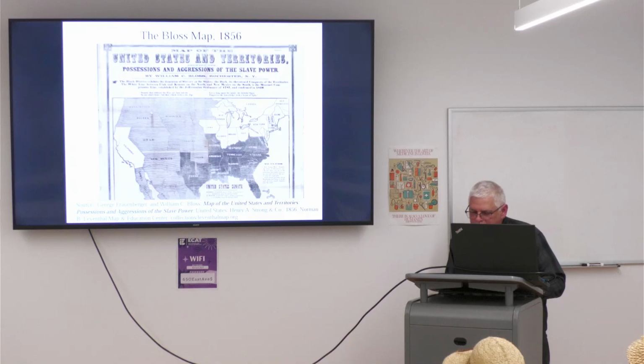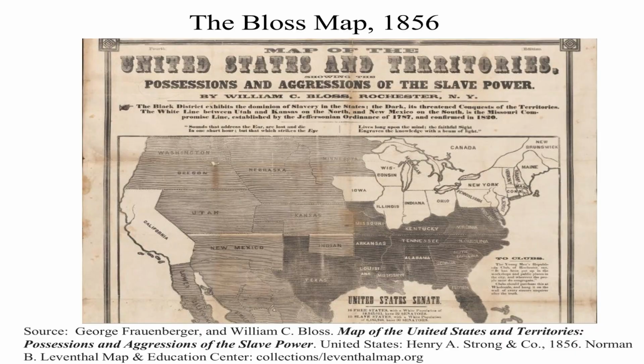A closer look at this map shows some similarities to the Colton map and Jay maps that we just saw. The slave states are colored in black, the territories in question are in gray, and northern free states are in white. The text is extremely provocative. It starts with the title, Map of the United States and Territories Showing Possessions and Aggressions of the Slave Power. There's provocative language in Bloss's text that describes the color scheme. He describes the dark color as used to show the threatened conquest of the territories. And the map itself uses some type of projection that enlarges the threatened territories.